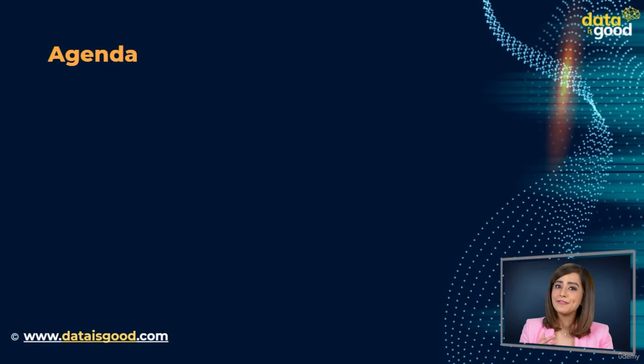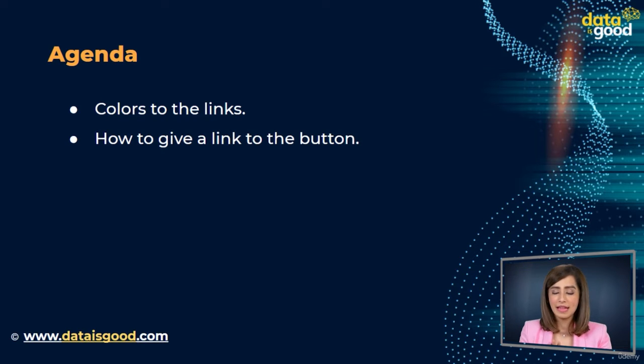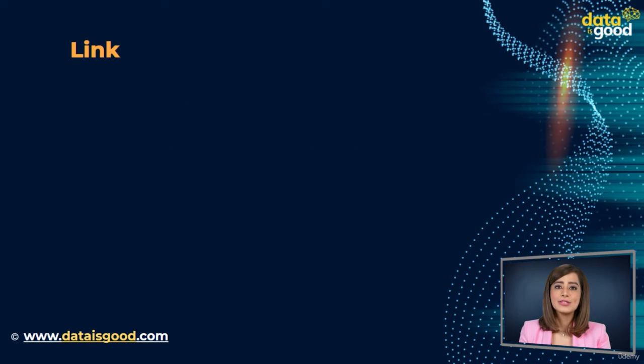So let's see our agenda for this lecture. First, we'll be learning about how to give colors to the links, an example. Then how to give a link to the button. Lastly, what is a bookmark and an example of a bookmark. And of course, an interesting assignment. So let's get started. So let's understand what is a link.